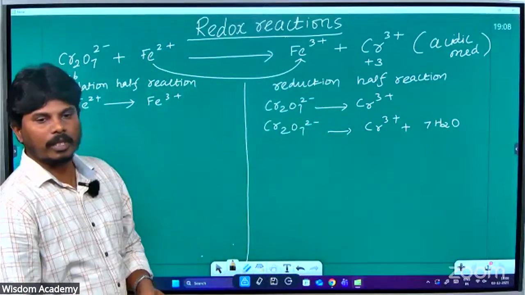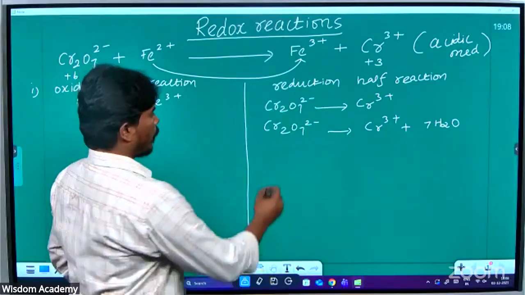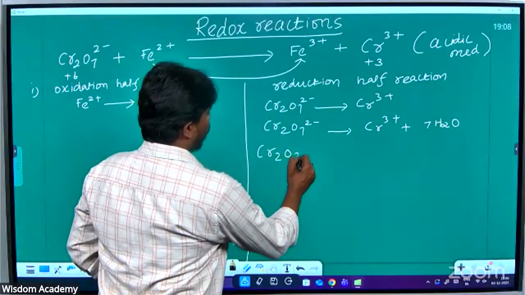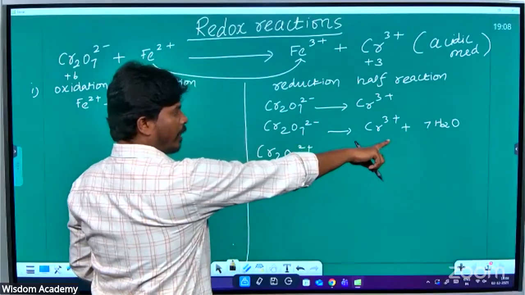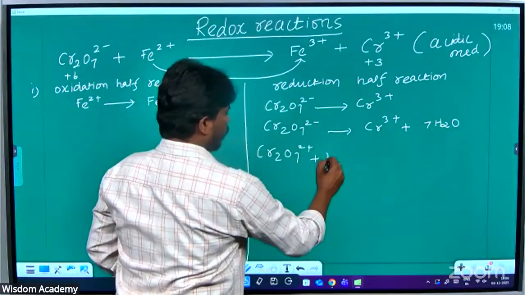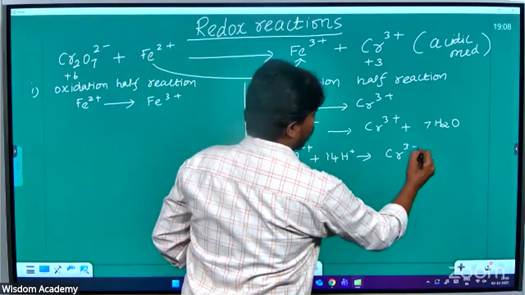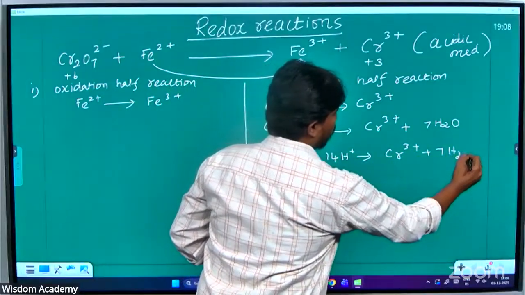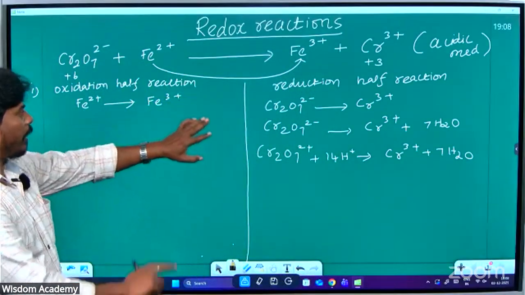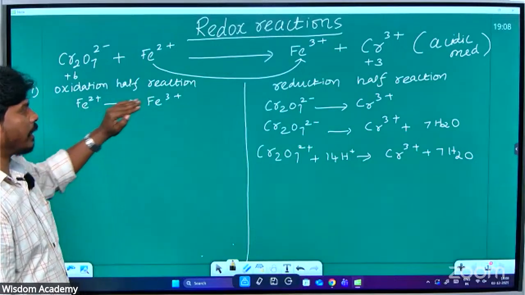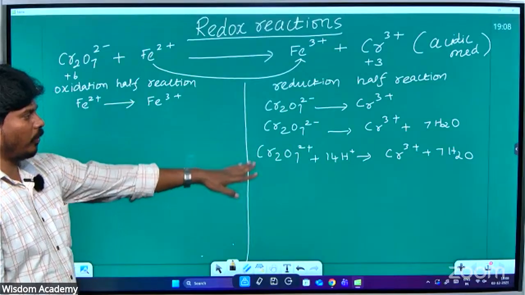7 water molecules are introduced, and then we need to balance H plus ions: Cr2O7 2 minus plus the number of hydrogen H plus ions participated, totally 14 H plus. This is the actual step 1. You just split up into two half reactions. One is oxidation, another one reduction. Then balance the other elements involved during redox.